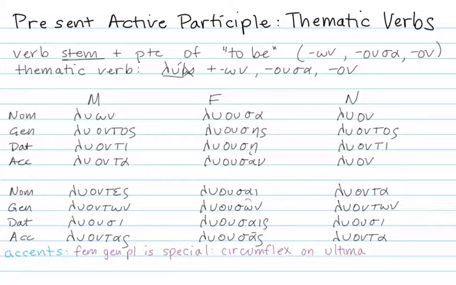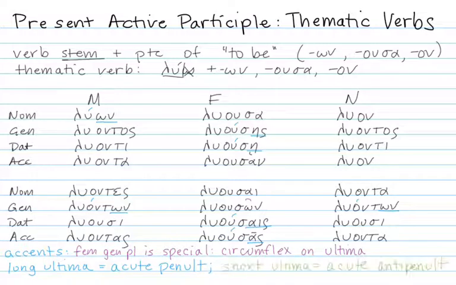We put a circumflex on the ultima, and then otherwise our regular accent rules apply. If the ultima is long, we put an acute on the penult. So that applies in these cases. And if the ultima is short, we put an acute on the antepenult. So that applies in the green cases.